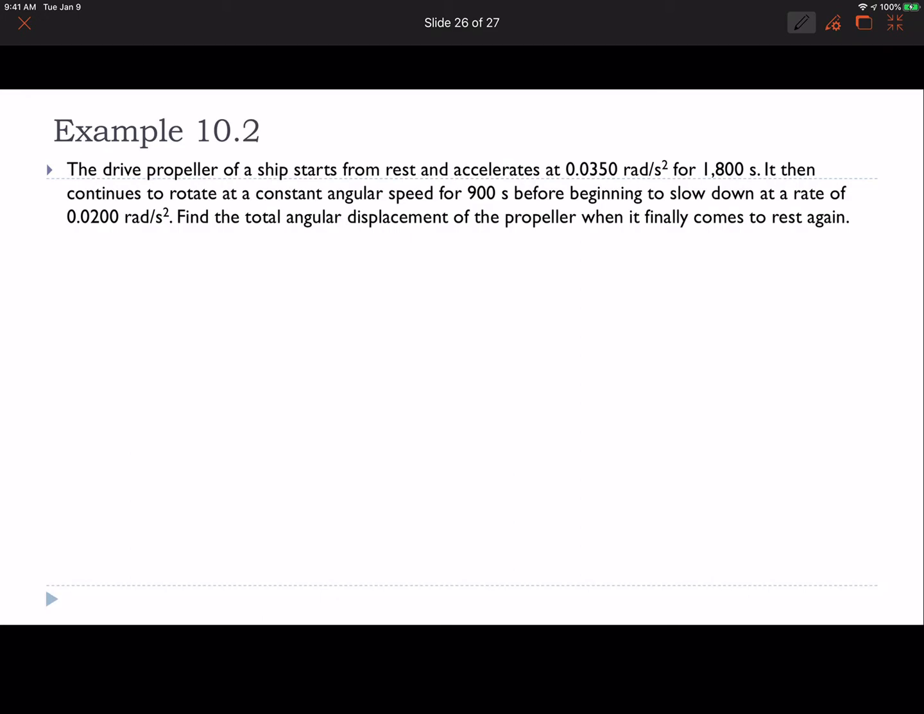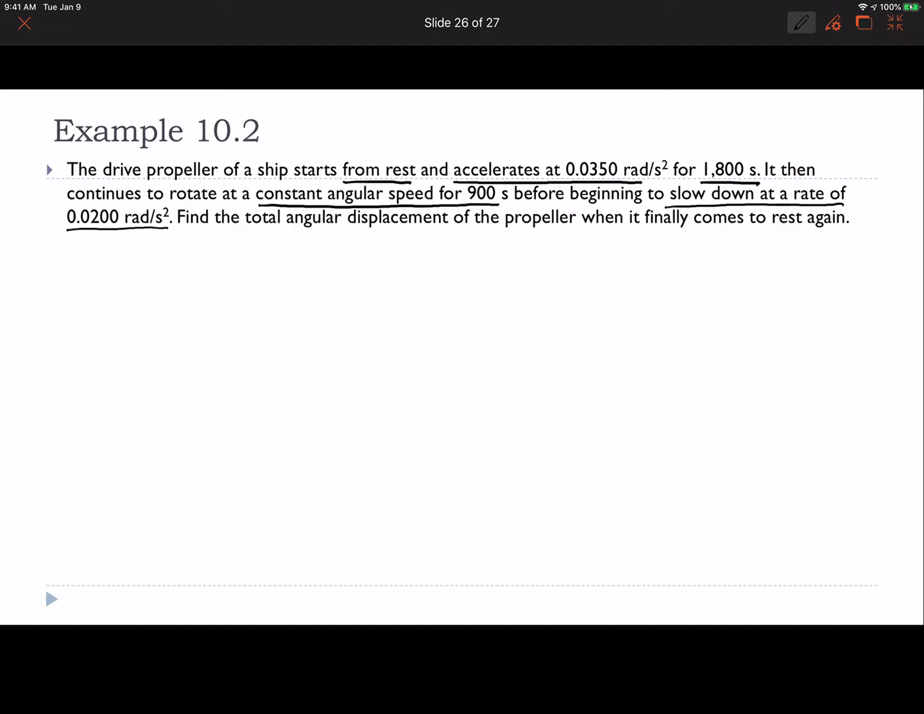All right, let's consider another example. This one says that the drive propeller of a ship starts from rest and accelerates at 0.035 radians per second squared for a time of 18 seconds. It then continues to rotate at a constant angular speed for 900 seconds before it begins to slow down at a rate of 0.02 radians per second squared. We want to find the total angular displacement of the propeller when it finally comes to rest.